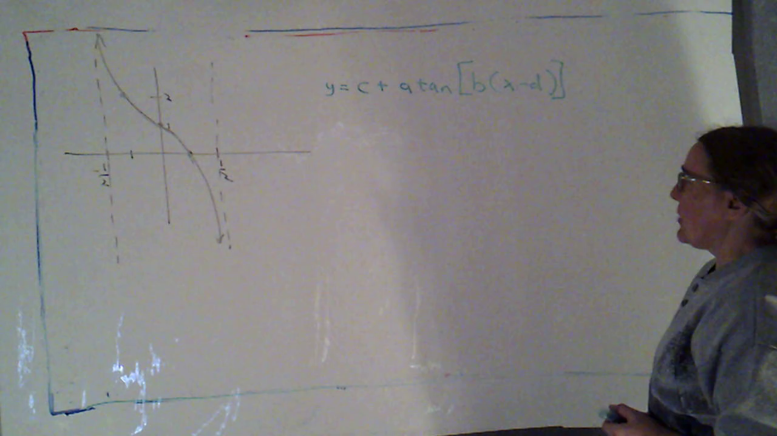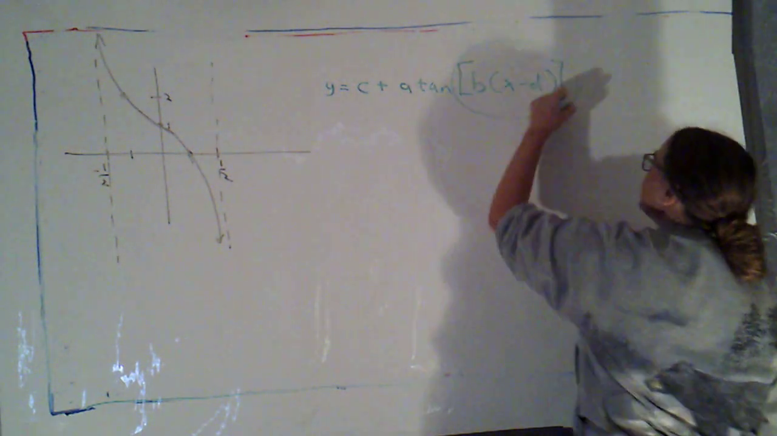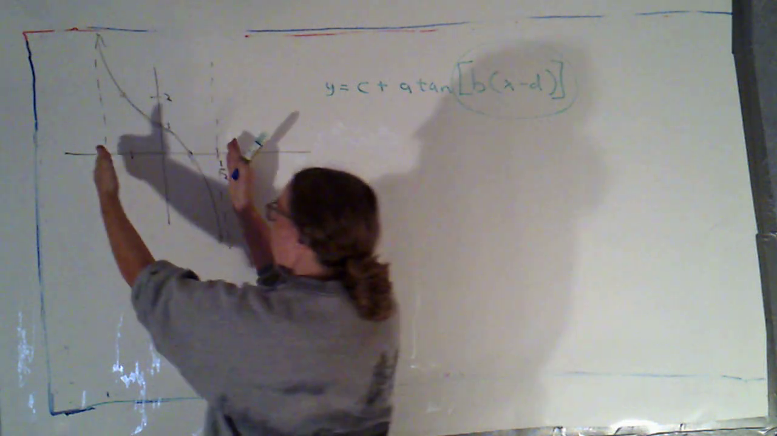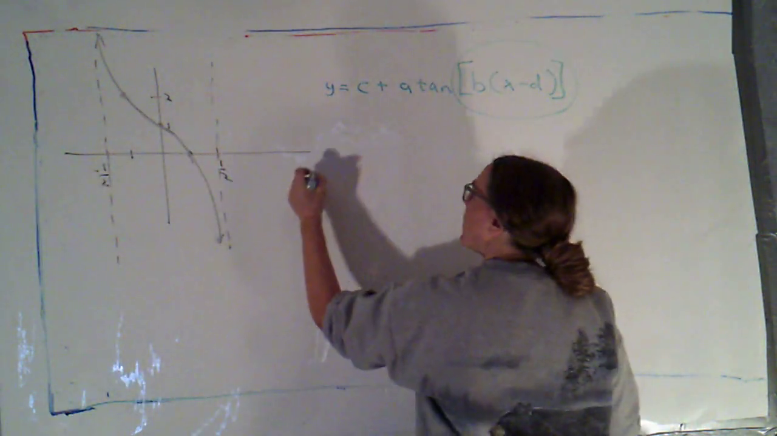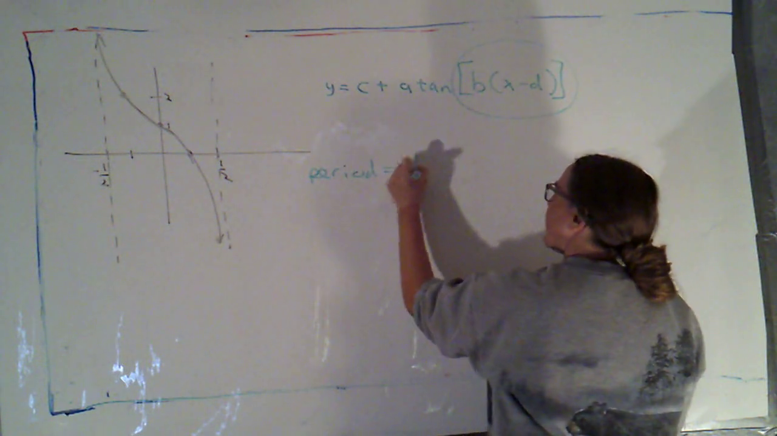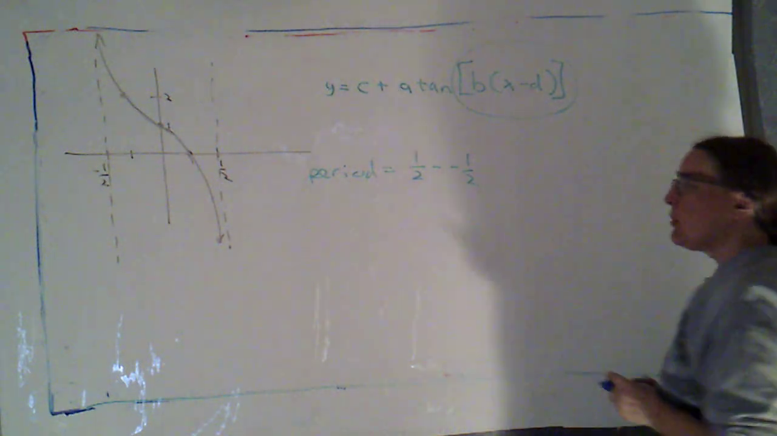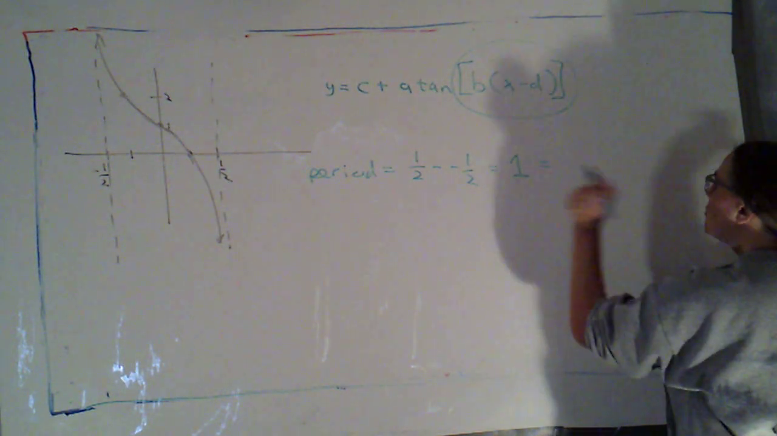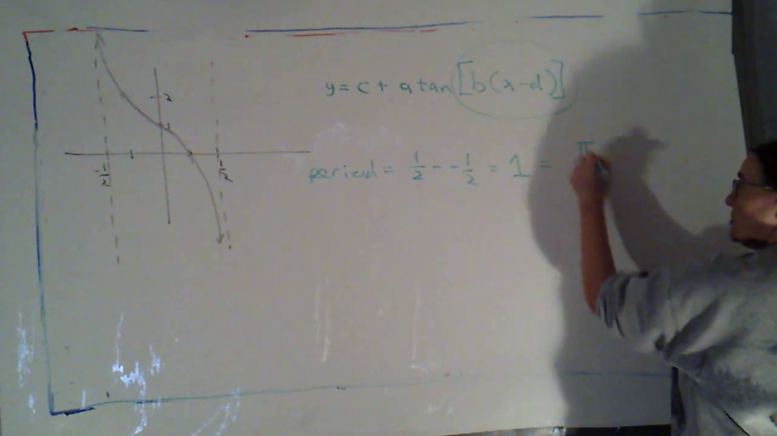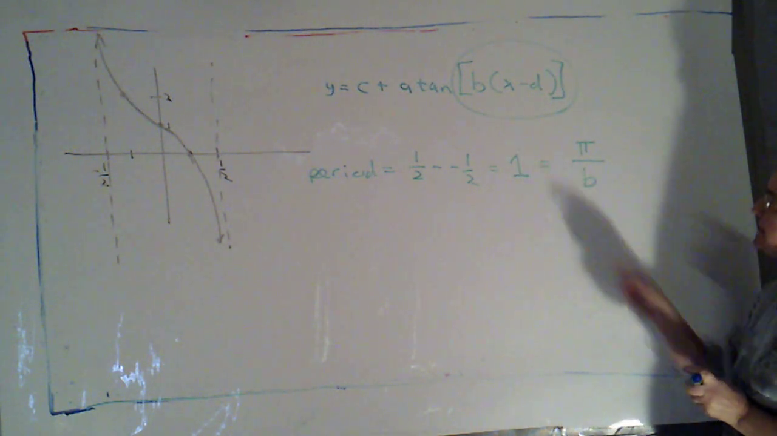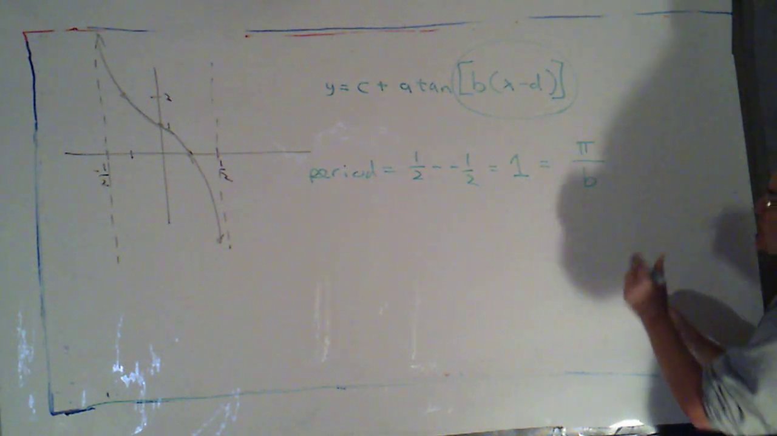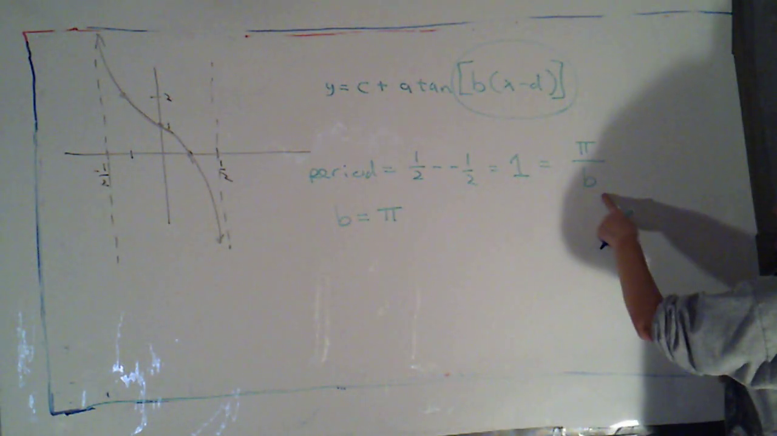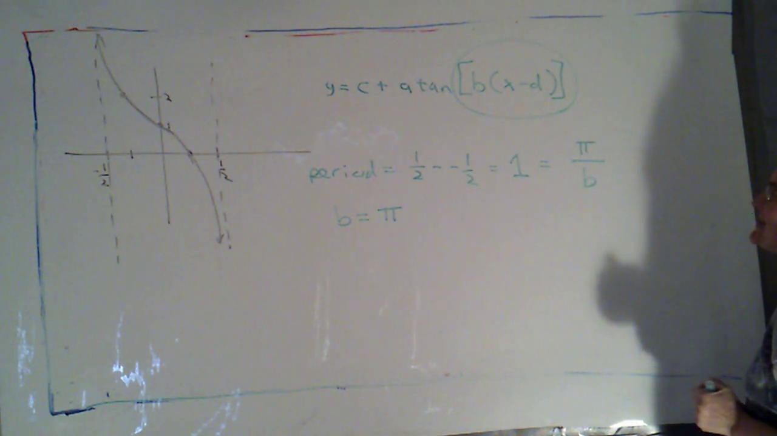Okay. So let's see. I think I'm going to start with the horizontal stuff, which is this right here. Now, if I take a look, I can see that this graph starts at -1/2 and goes to 1/2. So the period is ending point minus starting point. 1/2 minus -1/2 is 1. But I know that that period should be pi, which is the original period of tangent, divided by b. That's going to tell me what b is. So now I can say that b is equal to pi. Just multiply both sides by b to get it out of the denominator, and that tells me that b is equal to pi.